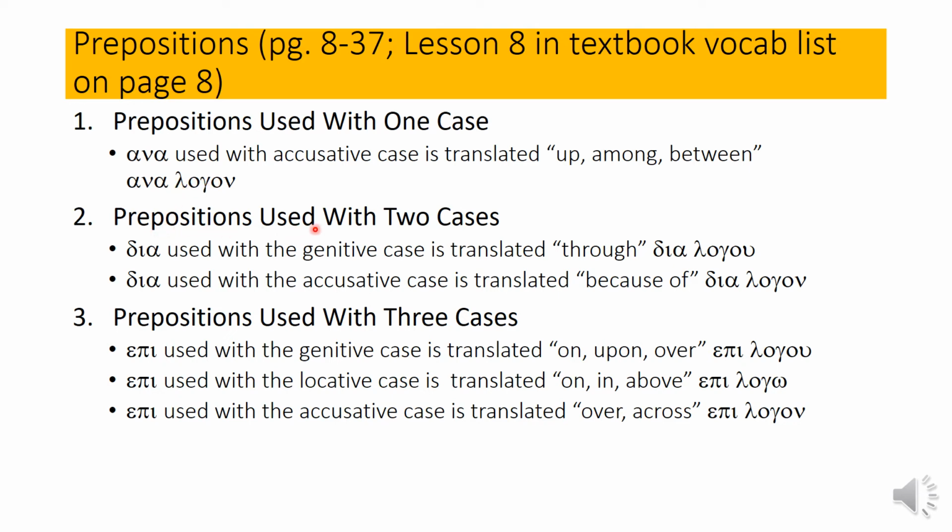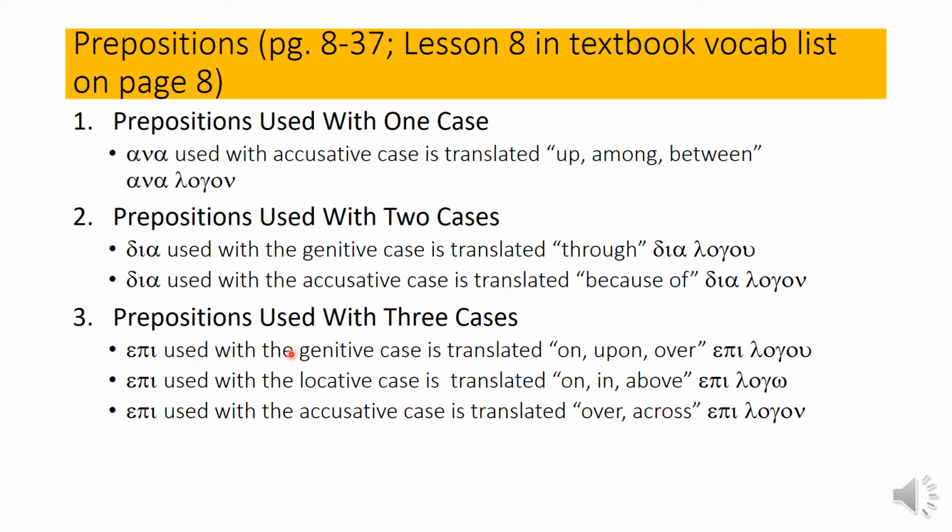Now, some prepositions are used with 2 cases, as you will notice in the vocab list on page 8. Dia is used with the genitive case. It's translated through. Dia logou, the Greek noun logou is in the genitive case. It's the object of the preposition. Dia logou would be through a word. Dia used with the accusative case is translated because of. So dia logon will be because of a word.